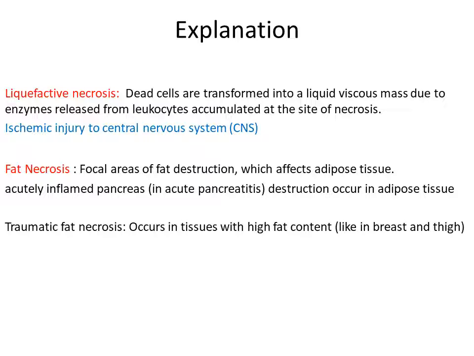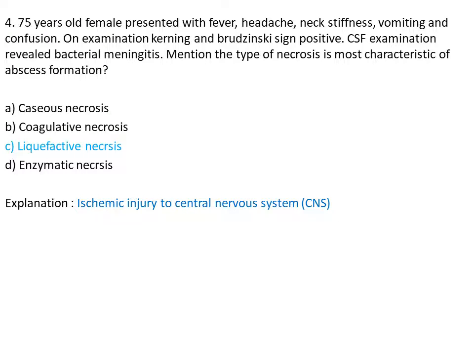So fourth question is, a 75-year-old female presented with fever, headache, neck stiffness, vomiting and confusion, and on examination two signs, Kernig's sign and Brudzinski's sign, are positive. So very important signs. And CSF examination revealed bacterial meningitis. Mention the type of necrosis most characteristic of this abscess formation.